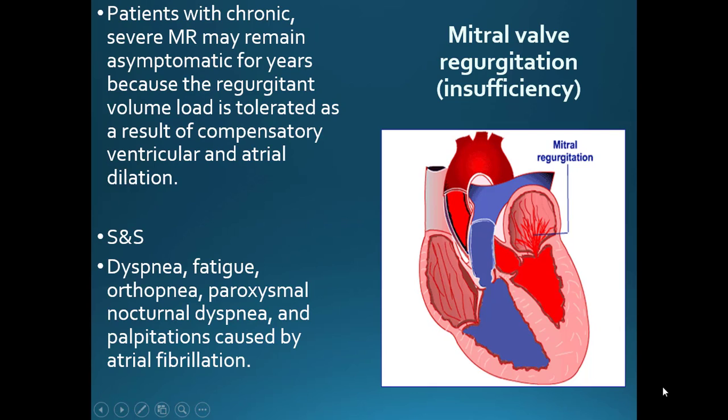Mitral regurg, also called mitral insufficiency, is less severe. Patients with chronic severe mitral regurg may remain asymptomatic for years because the regurgitant volume load is well tolerated as a result of compensatory ventricular and atrial dilation. When symptoms do develop, the most common are dyspnea, fatigue, orthopnea, paroxysmal nocturnal dyspnea, and palpitations caused by atrial fibrillation.